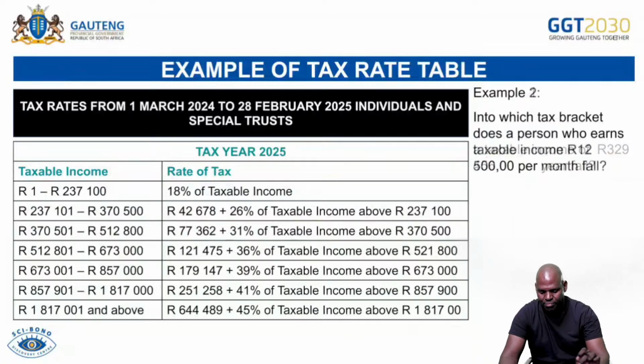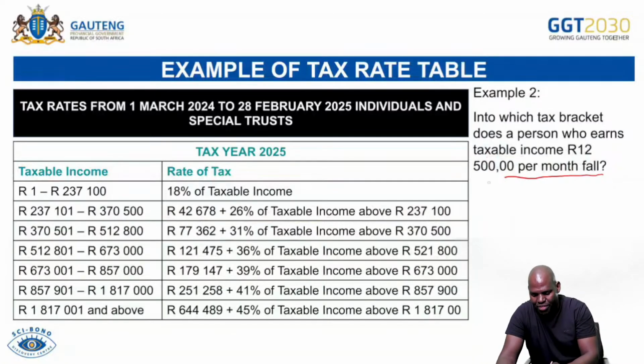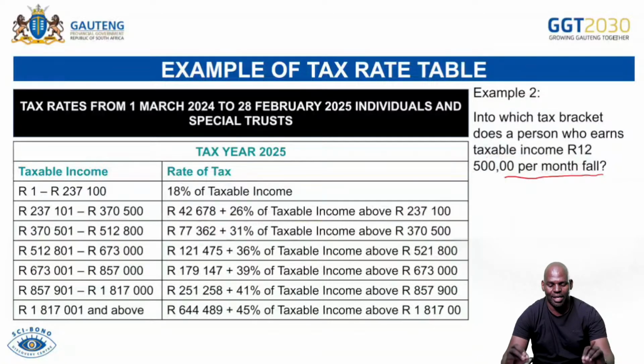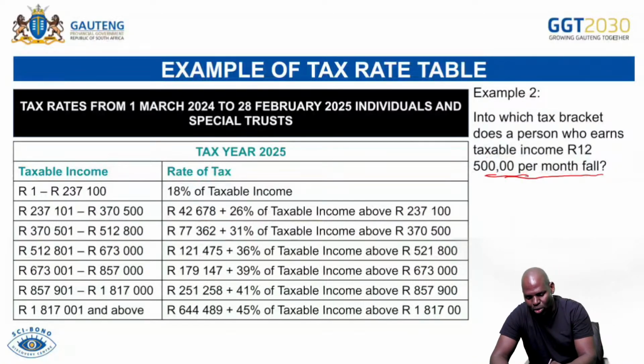It's just an example. Then a similar question, it says, into which tax bracket does a person who earns a taxable income of 12,000 rand per month fall? Now we need to be careful, boys and girls, because in most cases, remember I'm not saying always, but in most cases, the tax tables or the tax rates are given with the annual amount, with the amount for the whole year. So if you are given a monthly amount, it means that monthly amount must be converted to annual.